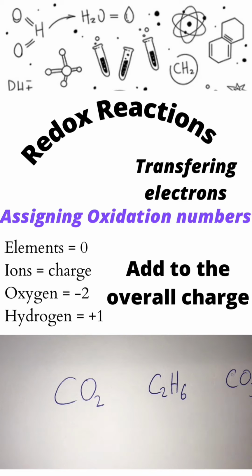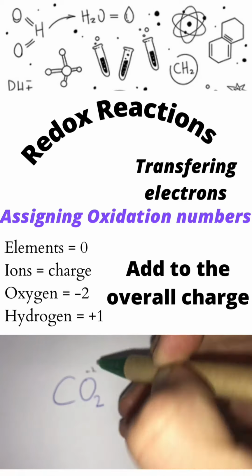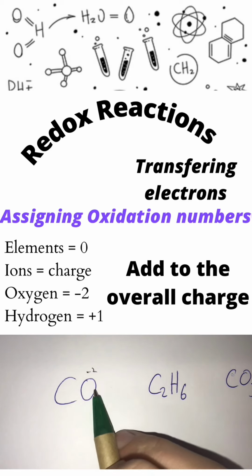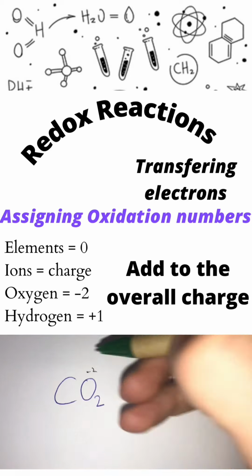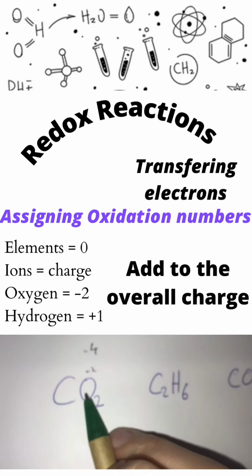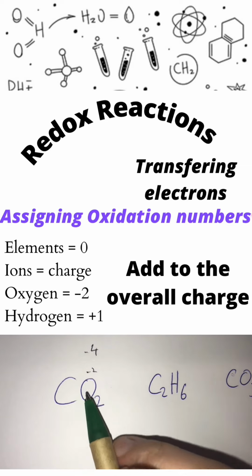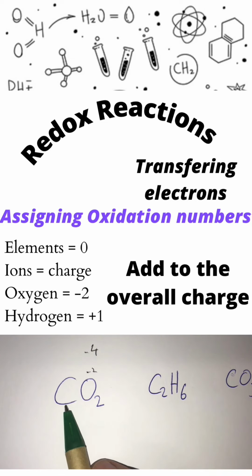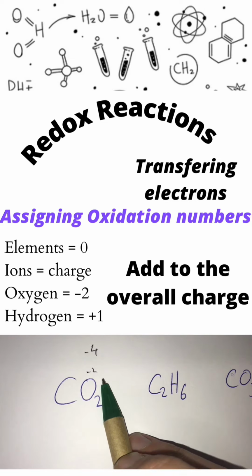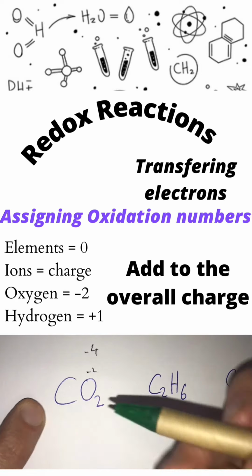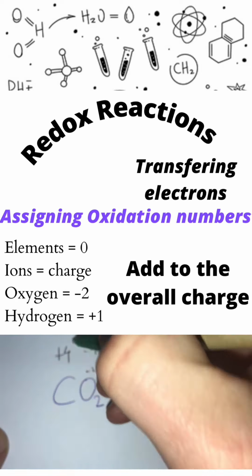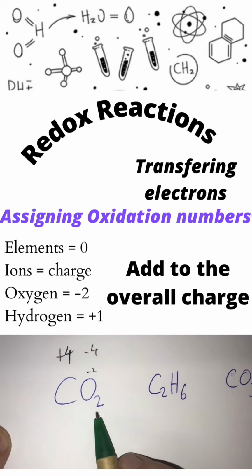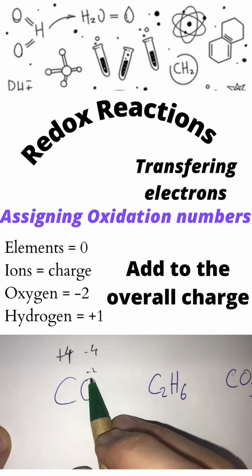Firstly, oxygen, that's -2. So each oxygen is -2. I've got 2 oxygens, so overall, oxidation-wise, this means -4 because I've got 2 lots of -2. Now we need to add up to make this the charge of the species. Carbon dioxide has no charge whatsoever. What that means is this carbon must be +4. The carbon's oxidation number is +4. The oxygen's oxidation number is -2.